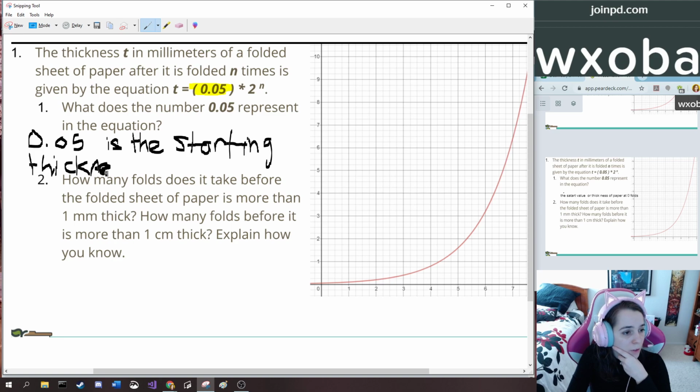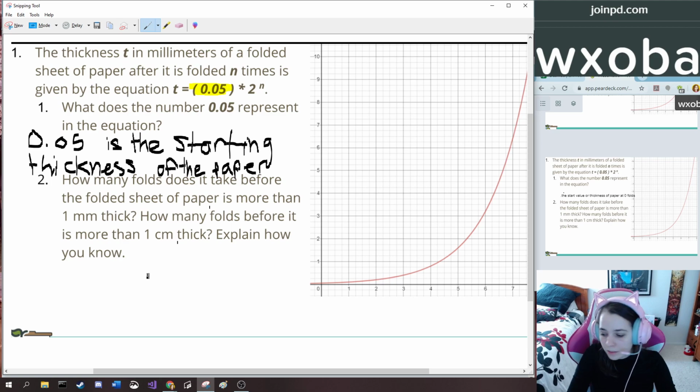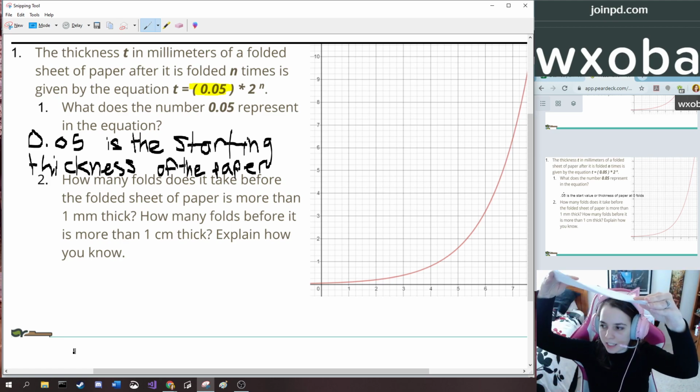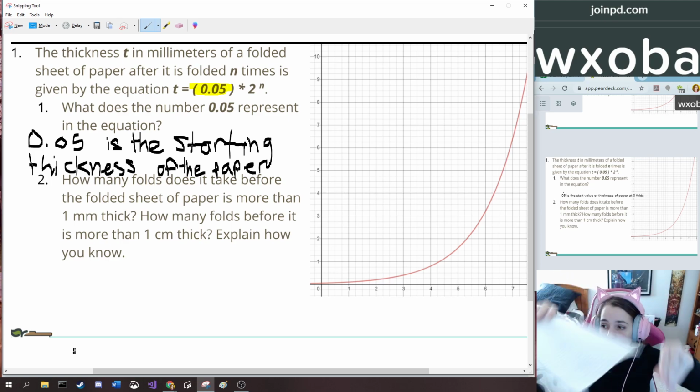So combining two of your responses will make the answer here. 0.05 is the starting thickness of the paper. So 0.05 milliliters is how thick the paper is in the beginning. It's very, very thin.